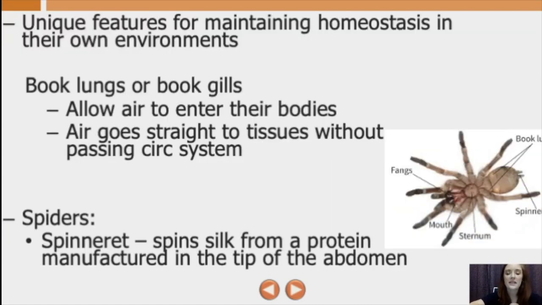Chelicerates have unique ways to maintain internal balance, or homeostasis, with their environment. They can either have book lungs or book gills. Why would they have book lungs, and why would some have book gills? Well, if they're on land, they're going to have book lungs. And if they're in the water, like a horseshoe crab, they're going to have book gills. Book lungs and book gills allow air to enter their bodies, and the air goes straight to the tissues without even having to pass through the circulatory system.